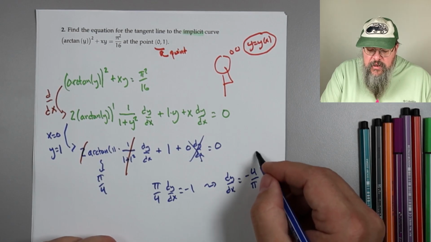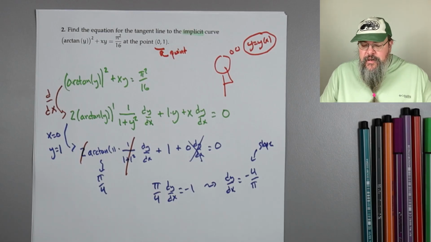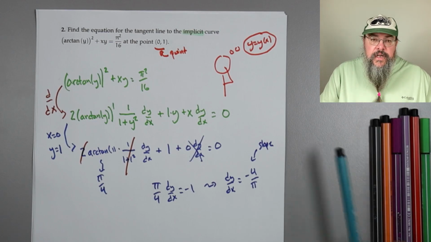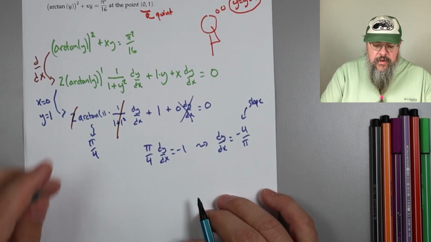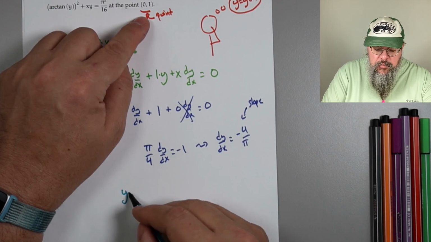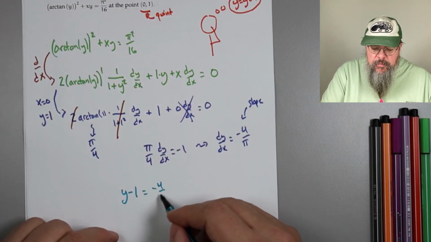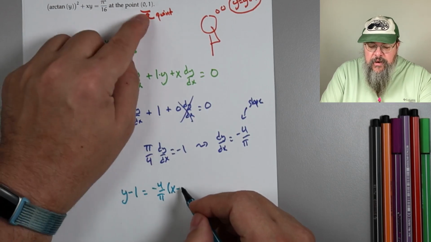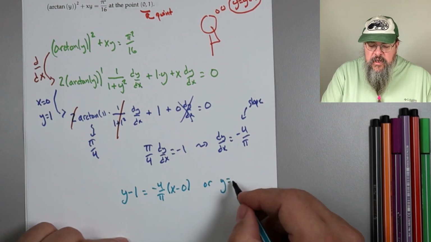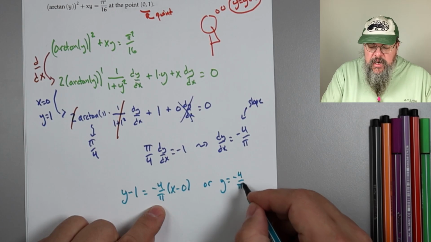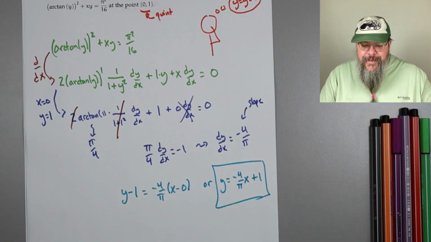Okay, good, good, slope. Now, we're almost there. We've gotten our point, we've gotten our slope, so the last thing for us to do is to put it together and make a line. So, we get y minus our y value is equal to our slope, minus 4 over pi, times x minus our x value. Or, we can rearrange this without too much work. We have minus 4 over pi x plus 1. So there we go. And there's our tangent line.